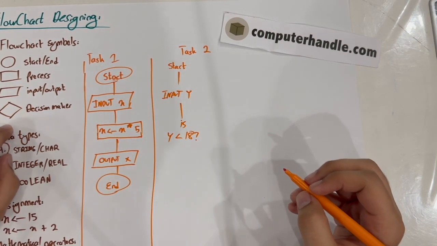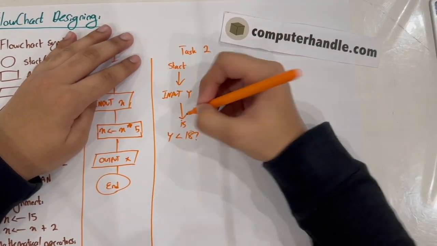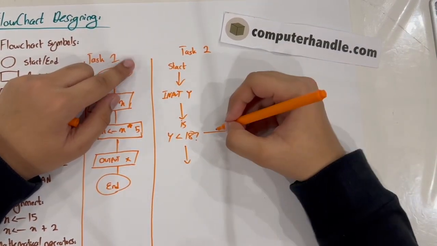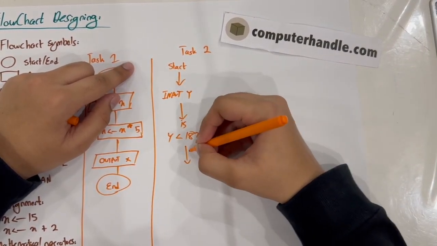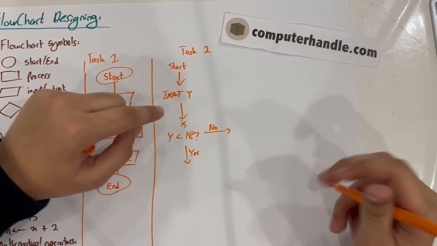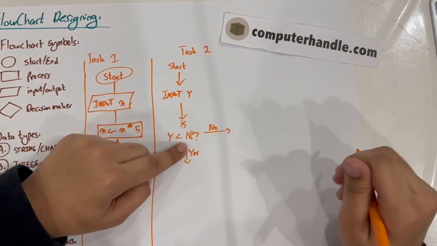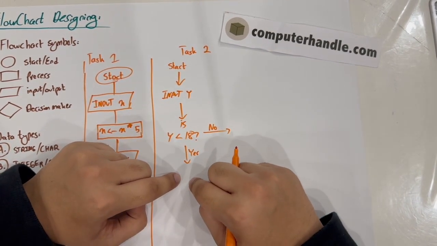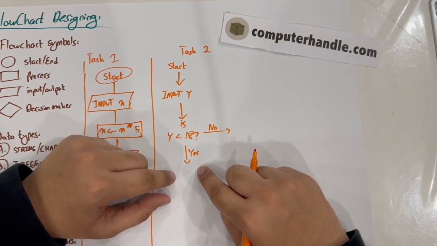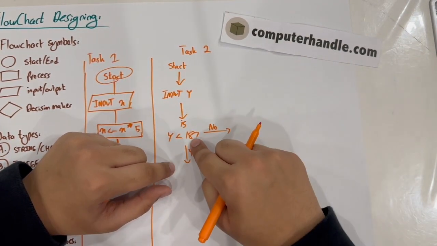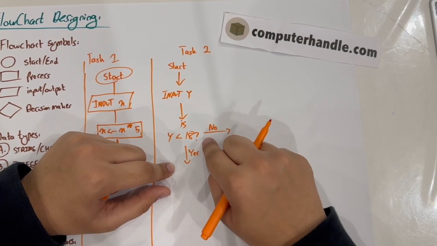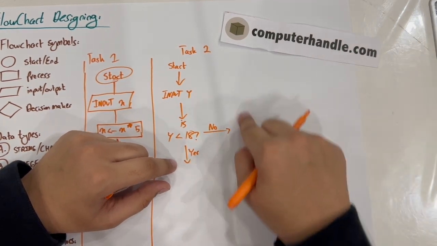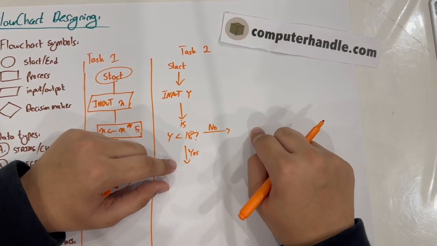And keep in mind, from a decision maker, you always have two resulting arrows, one for yes and one for no. So let's write the no part here and the yes part here. If y is smaller than 18, then we're going to say to the user that no, you're not eligible. Otherwise, if y is not less than 18, then it obviously means that it's 18 or more, which means that the person will be eligible to apply for a driving license.